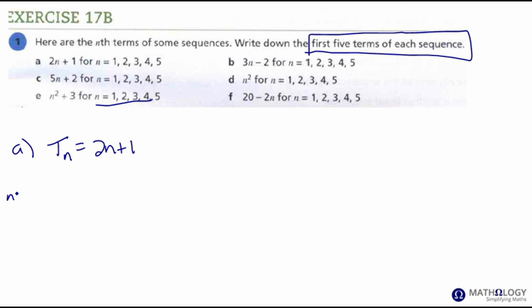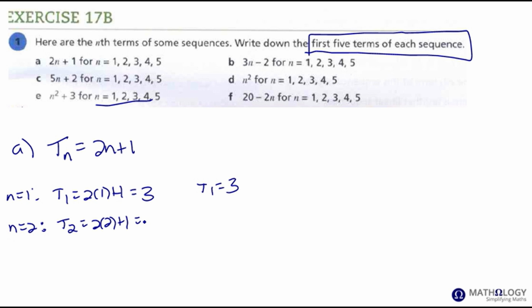So when n equals 1, term 1 will be 2 times 1 plus 1, which is going to be 3. So term 1 equals 3. N equals 2. Term 2 will be 2 times 2 plus 1, which equals 4 plus 1 is 5. So term 2 equals 5. When n equals 3, term 3 equals 2 times 3 plus 1, which is 6 plus 1 is 7. So term 3 equals 7.